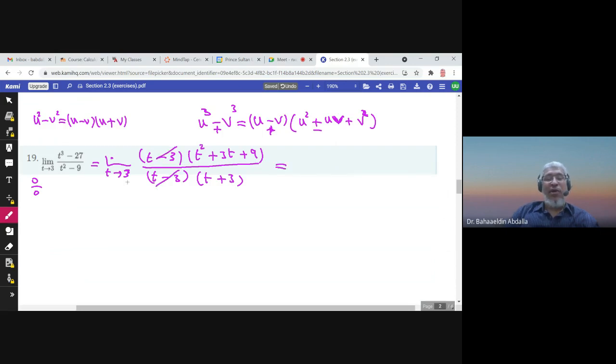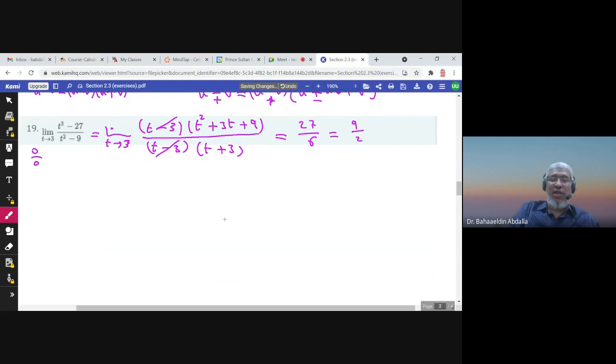And now when you replace t by 3, you will have 9 plus 9 plus 9. So that's 27 over 3 plus 3, that's 6. Divide by 3, this is 9 over 2. That would be the limit.